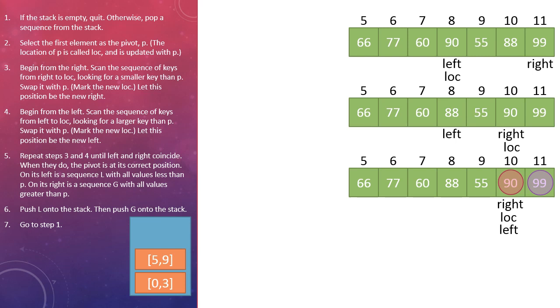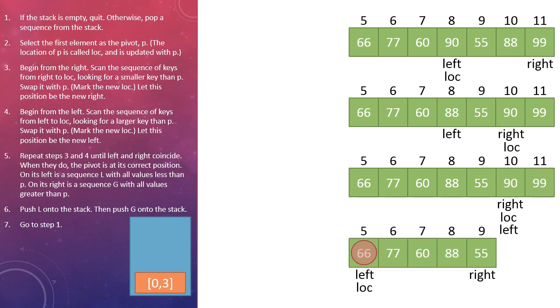Now I look at the stack. Is the stack empty? No. I pop a sequence from the stack. This sequence is from 5 to 9. Left is at 5, right is at 9, and the pivot is the first element, 66. So lock is at 5 too.